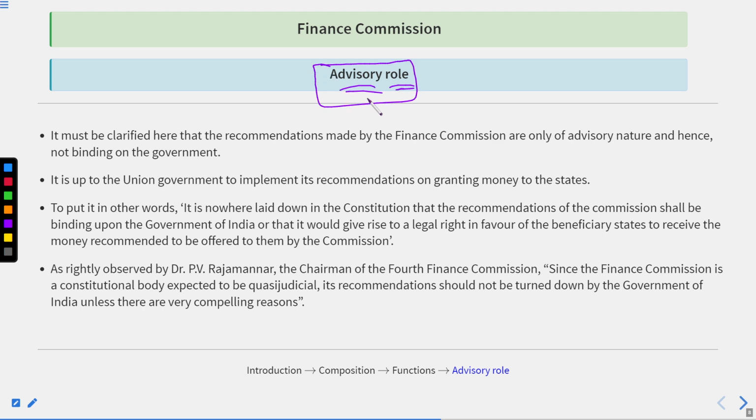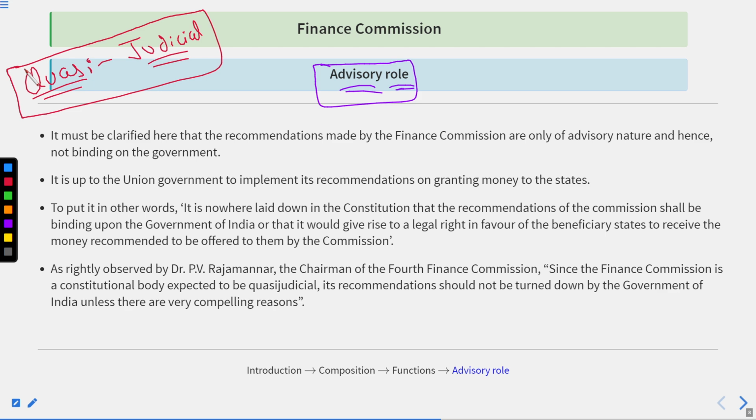Thereafter, if we talk about the advisory role, now here the concept of the quasi-judicial form would become much more clear to you. Like we had seen in the starting while taking the introduction, the Finance Commission is a quasi-judicial body. And what do we mean by quasi-judicial, or half-judicial body? I had already told you. So basically here we are going to connect the dots with each other, so that we could understand the concept for a long duration.